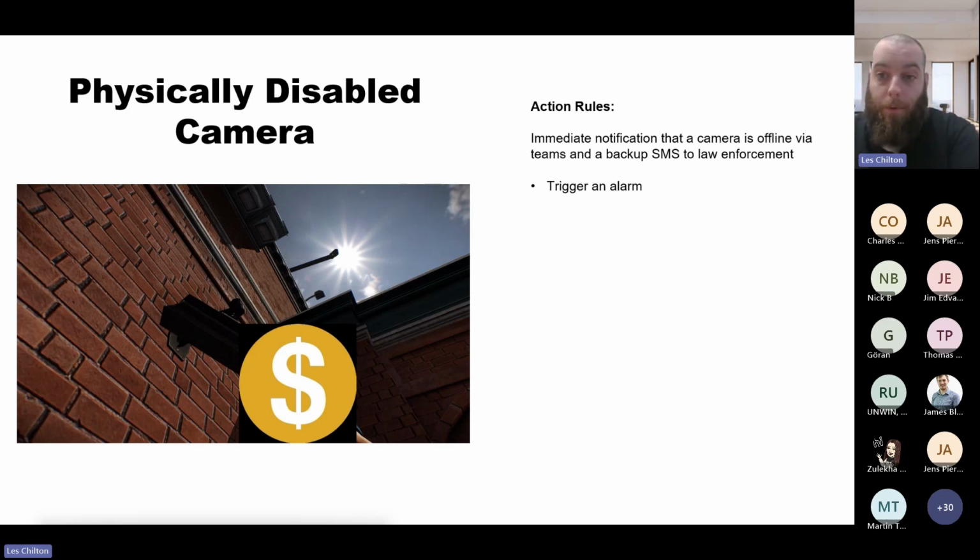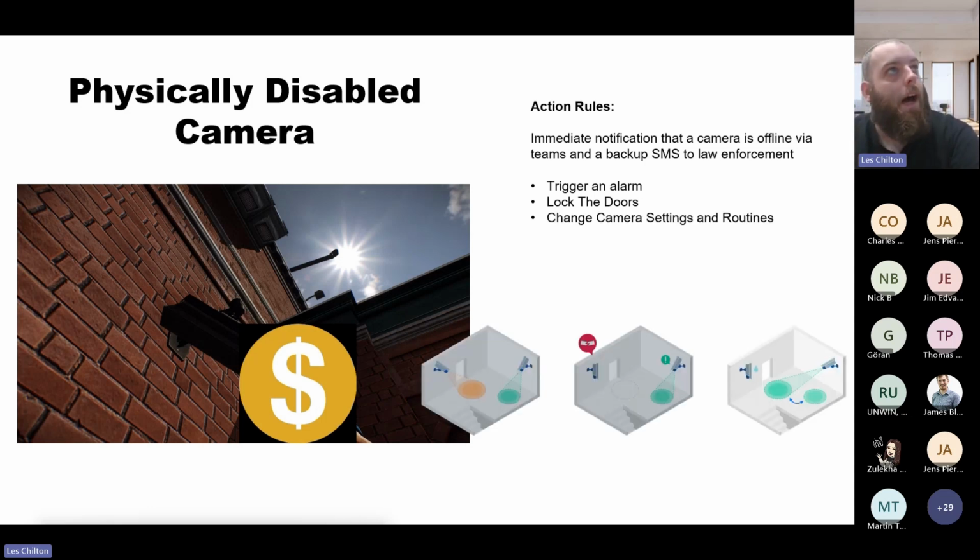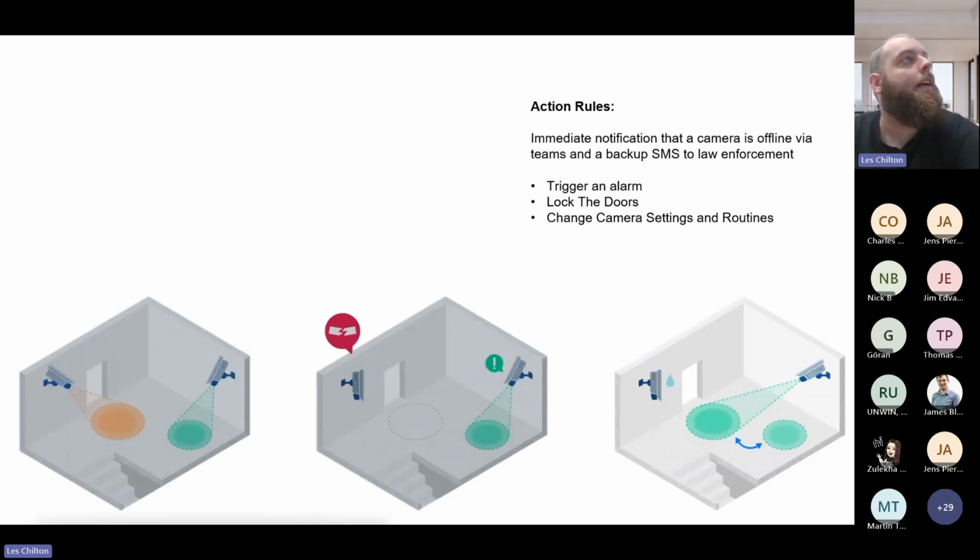Firstly, it could trigger an alarm automatically, as you would expect. It could also lock the door so that no one is now able to use that exit because you can't see it. And you could also, and this is where it gets really clever, change the camera settings and routines. What that means is if you have two cameras that are within range of each other, especially if they have tilt and zoom functionality, you could set a rule so that when one camera goes down, the closest camera to it will tilt so that you can now see that area. So you would have been able to catch the person who did that before they left the area.